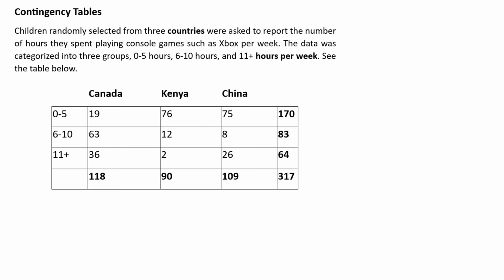Next question is a relatively easy one. Here we're looking at a contingency table. In this case, we have children who were randomly selected from 3 different countries. That's one of our categorical variables. The other category would be the number of hours they play Xbox per week. So we have 0 to 5 hours per week, 6 to 10, and 11 or more.